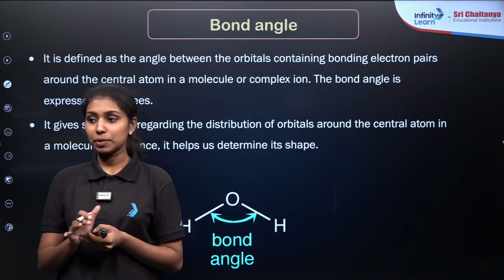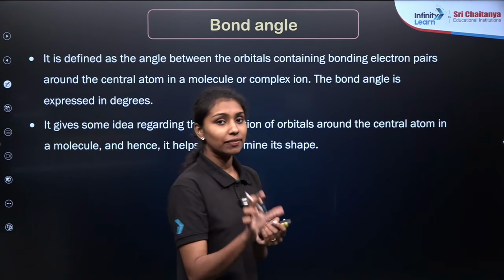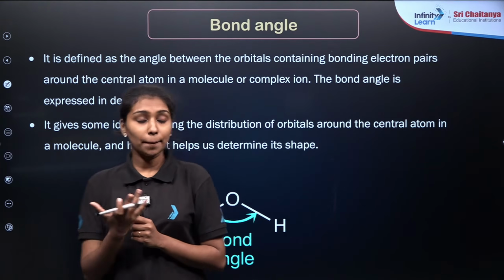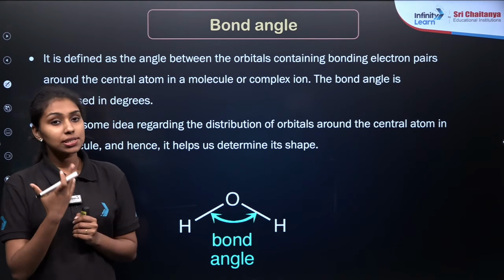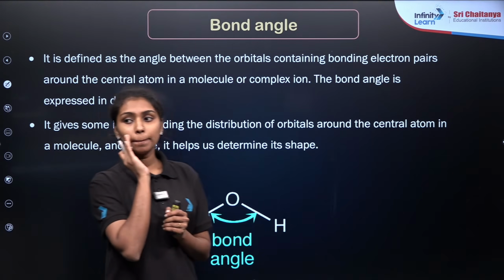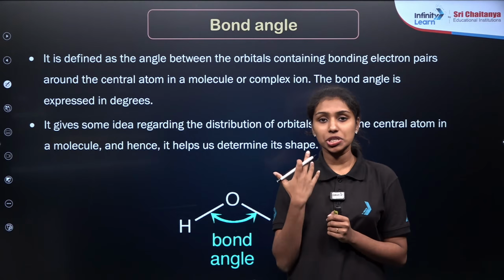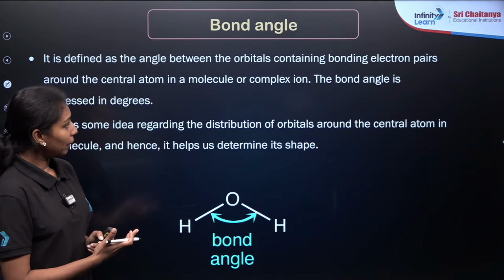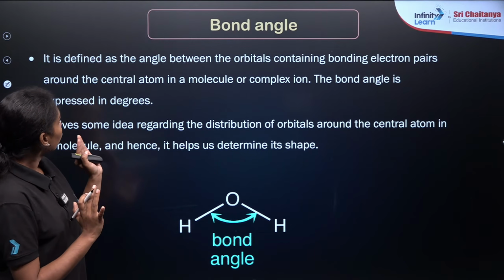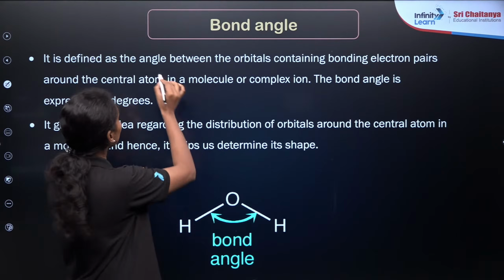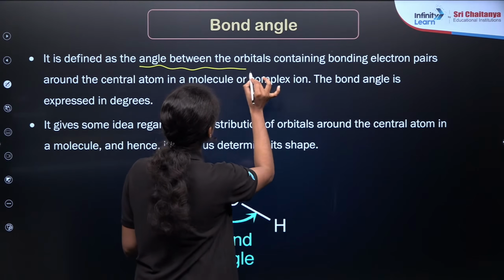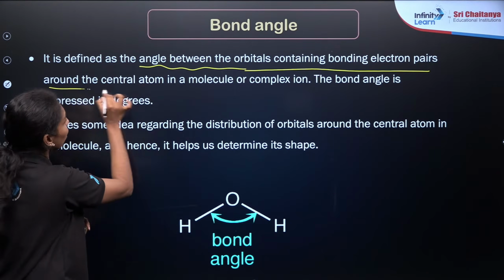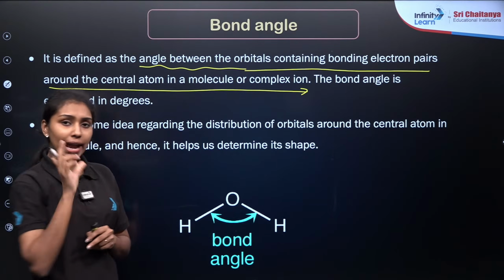Now we are moving to the third parameter, the bond angle. From the name itself, it suggests the angle between bonds. While studying chemical bonding in more detail, you will move to molecular orbital theory, about orbitals and their shapes, and you will understand orbital overlapping. For understanding the bond angle, you just need to memorize that it is the angle between the orbitals containing bonding electron pairs around the central atom in a molecule or complex ion. No need to worry, it is the angle between the bonding atoms.